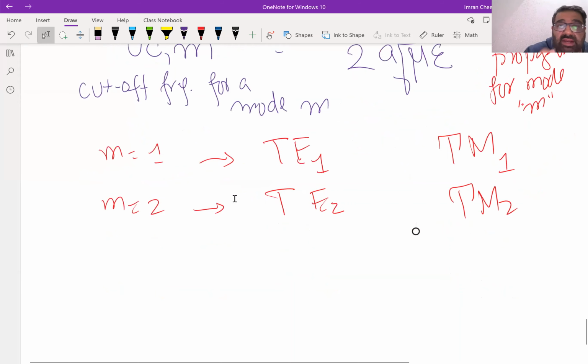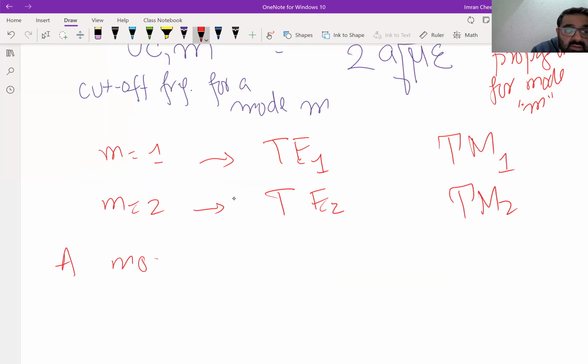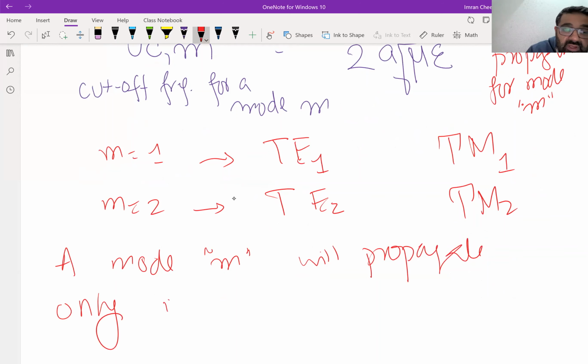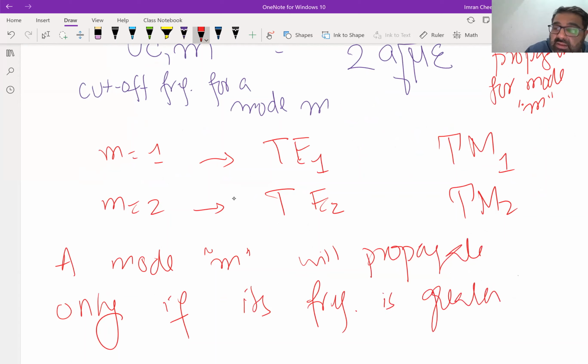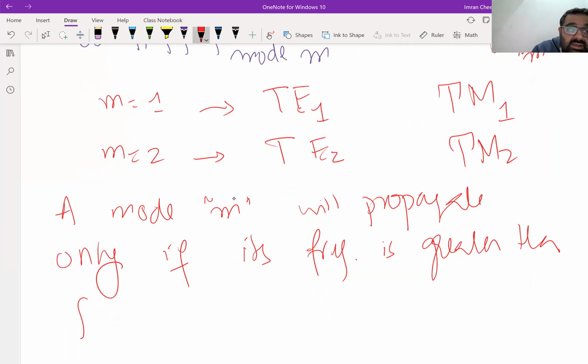Okay, let me write it here explicitly. A mode m will propagate only if its frequency is greater than the cutoff frequency. ठीक है, or we will call these modes as TEM in general, TEM mode depending on.